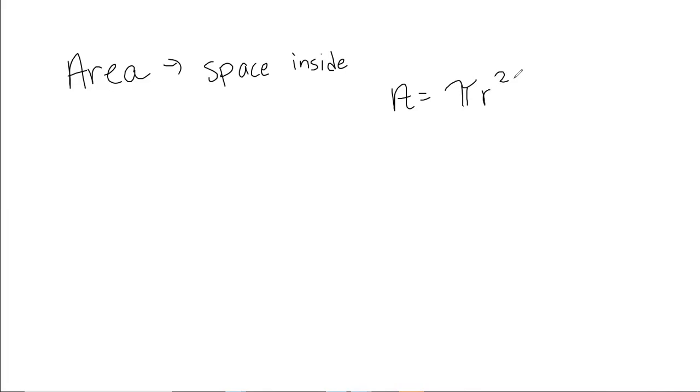So area is the amount of space that something takes up, our 2D shape takes up. So this is going to be the space inside the circle. We have a formula for this. Again, you don't have to memorize it, but it's easy to memorize. It's pi r squared.